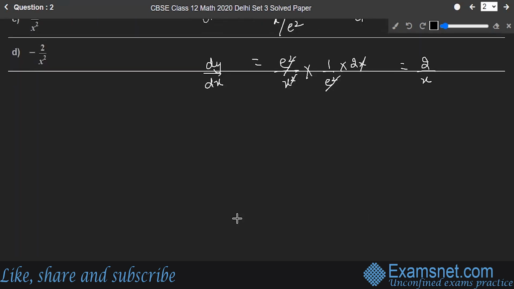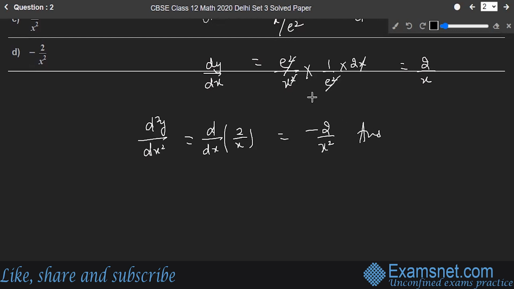Now let's again differentiate both sides with respect to x. We have d squared y upon dx squared is equal to d of 2 upon x, which is equal to minus 2 upon x squared. This is the answer to the question. Hope you understood that. Let's move to the next question.